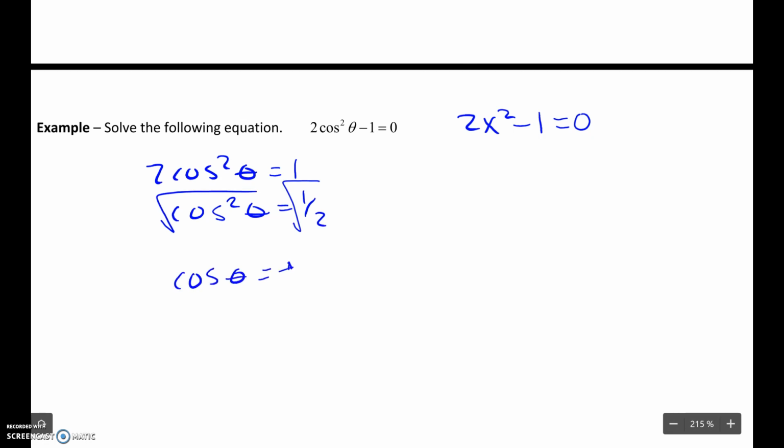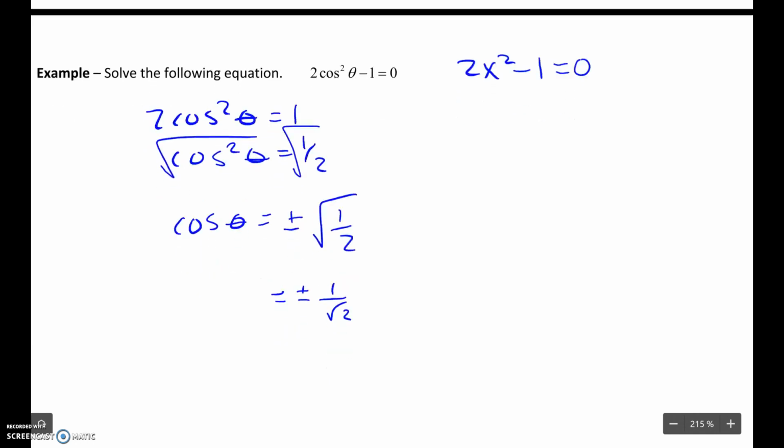cosine theta equals plus or minus the square root of 1 over 2. That doesn't look exactly like something, so we have plus or minus 1 over root 2, looking better, which is plus or minus root 2 over 2. So now we want to know, when is the cosine of theta positive or negative root 2 over 2?